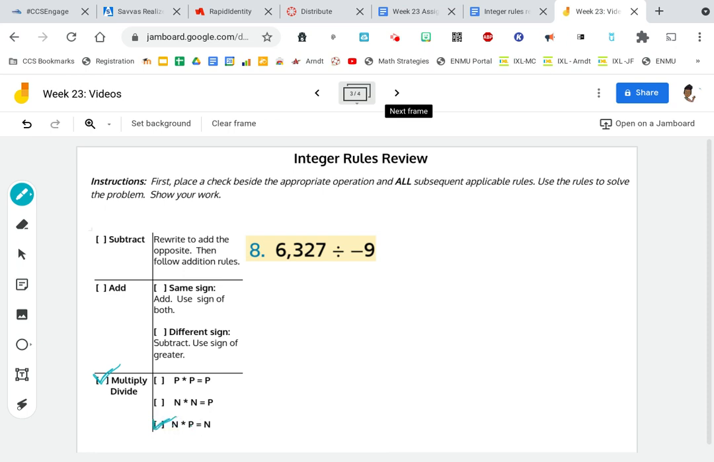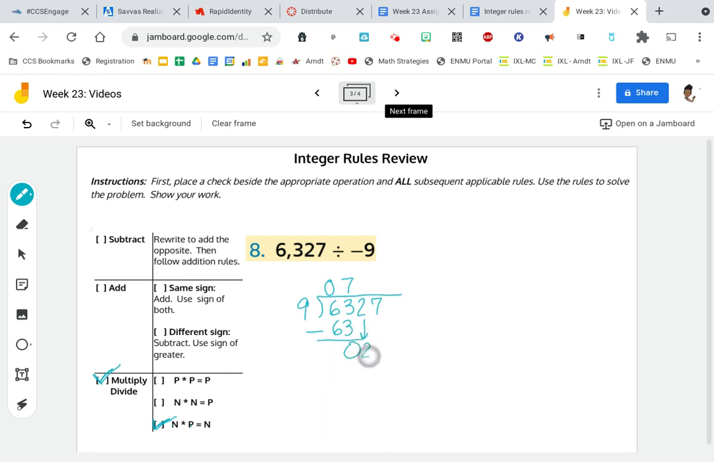So now I have to begin the process of division. I'm drawing my house. I expect to see your division work, guys. And the 6,327 goes on the inside. The 9 goes on the outside. 9 cannot go into 6, so I'm going to place a 0. However, 9 can go into 63 7 times. And 7 times 9 is 63. Subtract out, that is 0.